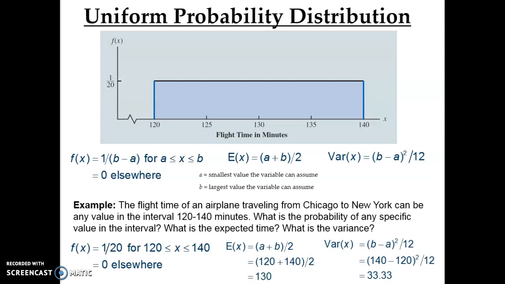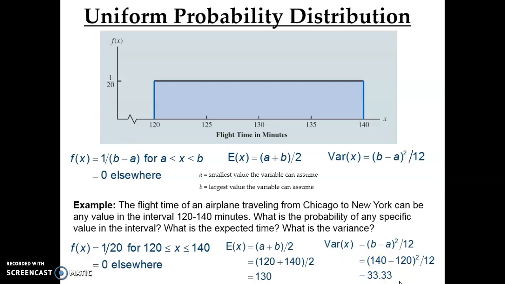All right, picking up from the last video, we finished up our example in manual operations. We did some calculations with the probability density function here, and we calculated the expected value of 130 minutes and the variance of 33.33.